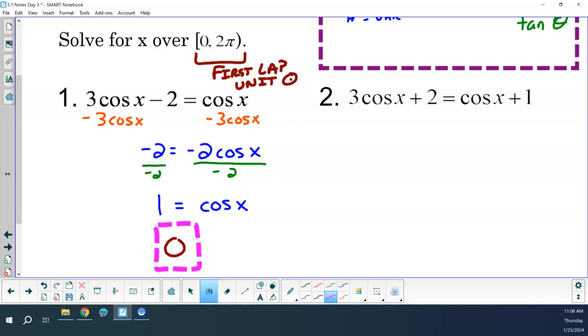I'm waiting for the light bulb. No? Okay. Let's try another one. We'll see if the light bulb comes on. Okay? All right, let's try this one.